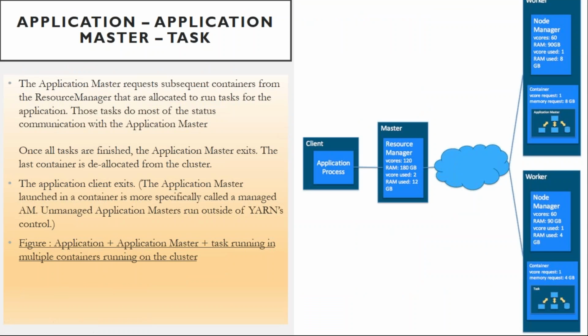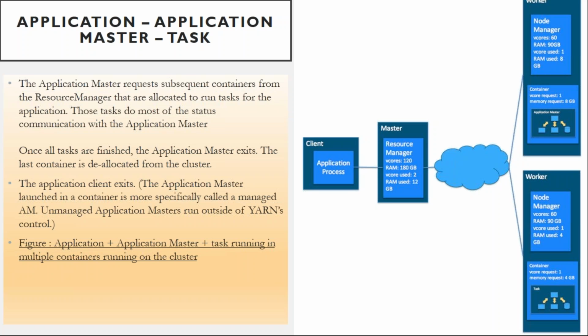Now have a look here, your application and your application master and its task. Okay, here I'll first explain a diagram and then I'll go into the theory part. You have a client. Your client will have an application running, which will first coordinate with the master, and from there you go to your worker nodes. Because you have a block, your block will be split across multiple data nodes, and you'll have to go and talk to each and every data node, and each data node should have dedicated containers which will help your process to run. In this one, the application master will request subsequent containers from the resource manager that are allocated to run the task for the application.